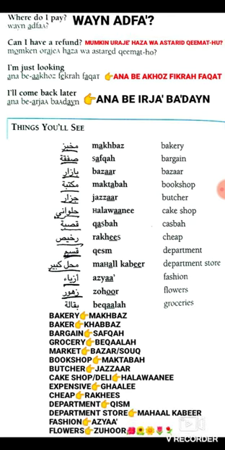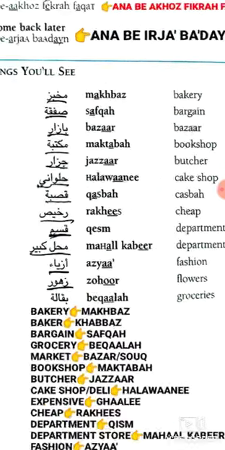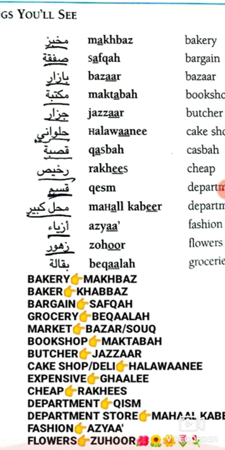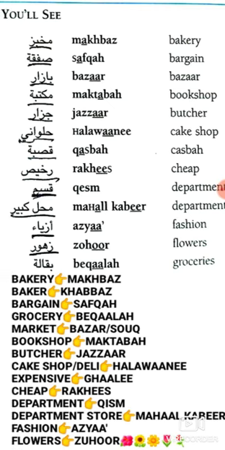Let's learn a couple of words. Bakery is مخبز, baker is خباز, bargain is صفقة, grocery is بقالة, market is bazaar or souk, bookshop is maktaba, butcher is jazzar, cake shop or delicatessen or confectionery shop, sweet shop, halawani. Expensive is ghali, costly. Cheap is rakhis. Department is qism, also section, and also maqta, portion. Department store, mahal kabir or dukan kabir.